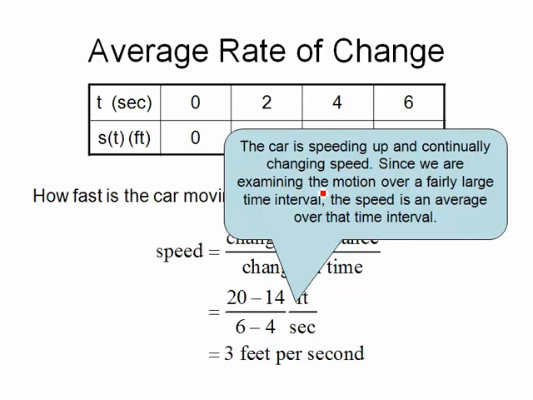So the car is speeding up and continually changing speed. Since we are examining the motion over a fairly large time interval, the speed is an average over the time interval that we're working with. We went from 2 to 4 at 2 feet per second, 4 to 6 we were doing 3 feet per second, but in reality those speeds were probably continually changing. They just didn't go abruptly from 2 to 3.